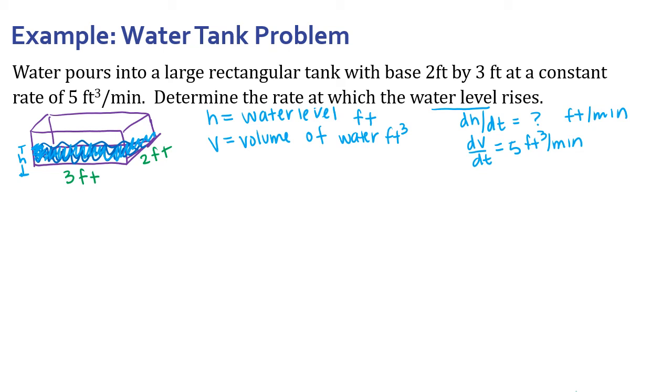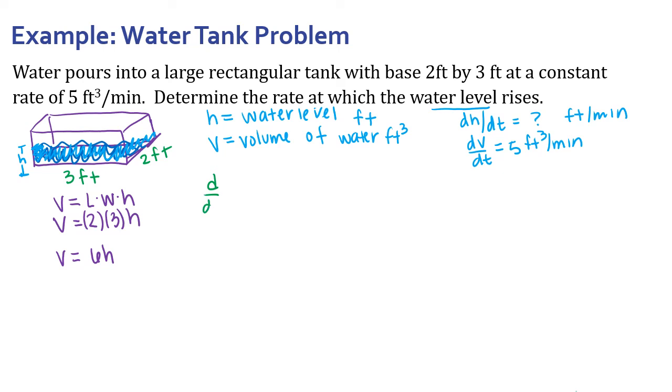Okay, so if I'm trying to find that, let's see if we can find some type of relationship. So if I'm relating these quantities, we know the formula for the volume of a box is length times width times height. So I know I've got 2 times 3 times h. So I've got a formula, V equals 6h. So we've got the hardest part down, which is finding that formula that relates the two quantities. So now we'll go through and do that implicit differentiation to get this in terms of rates.